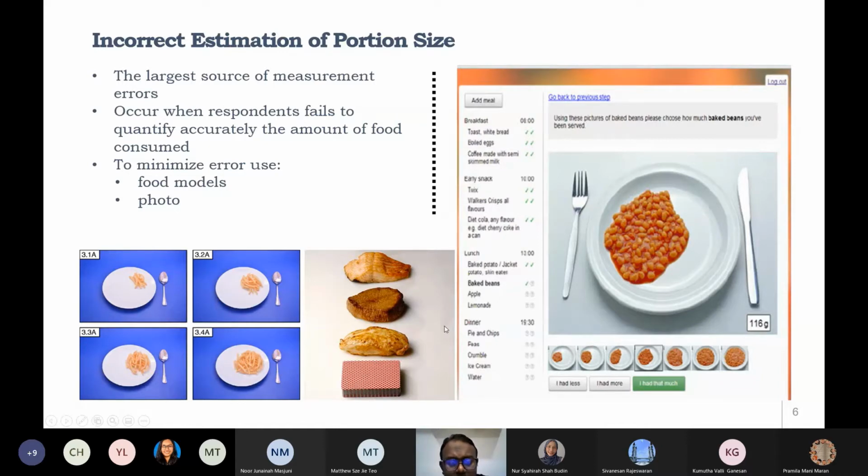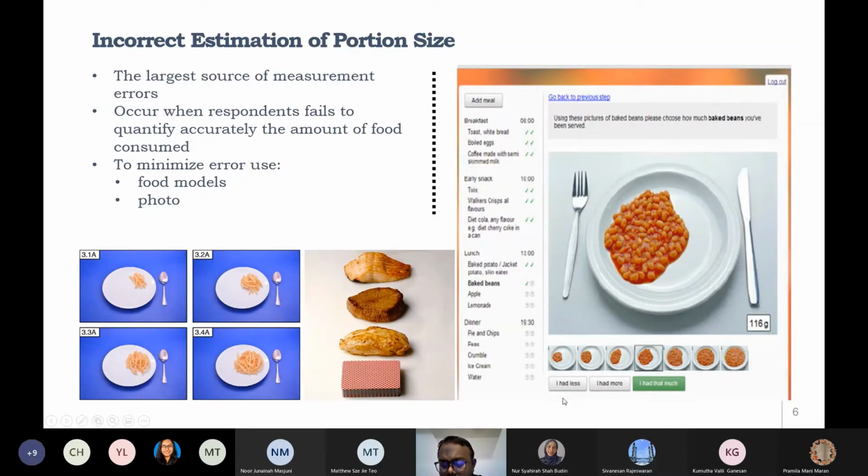And then this is an example of photographs of 1, 2, 3, 4, 5, 6, 7. This is 8 series photographs. Yeah? It's a red bin. Obviously, it's from overseas and not Malaysian. So the respondents can easily select which serving size that they actually consume.